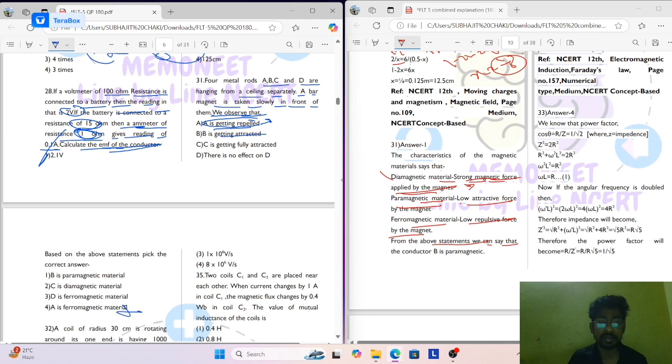B is getting attracted. Low attractive force. B is a paramagnetic material. Sorry, yeah, B is getting attracted, that means paramagnetic material B. Already option 1 is correct.